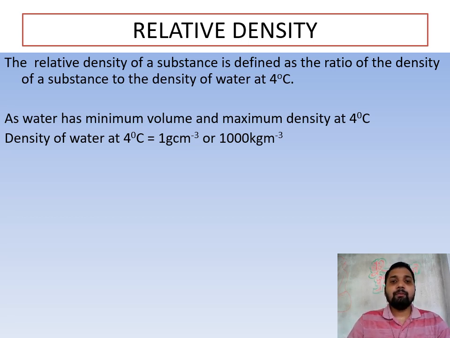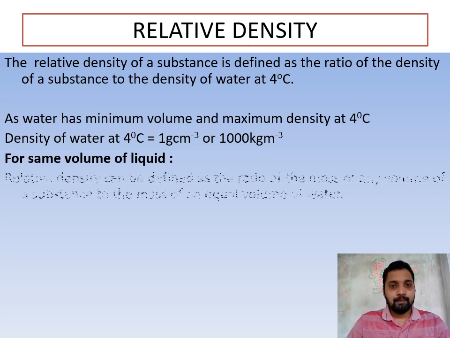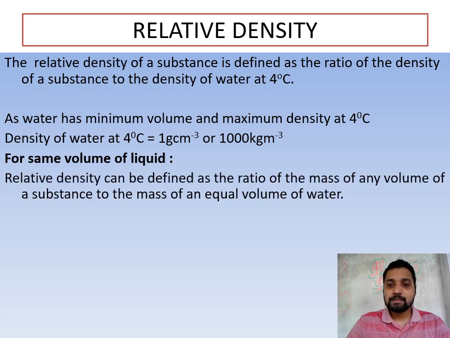Next, when two liquids, let them be mercury and water, both are 1 liter, both having the same volume, then also we can calculate their relative density. Density is then the ratio of mass of mercury by mass of water. Means if volume is the same, the mass ratio will give the relative density. If volume and mass both are different, we can calculate the density of the substance to the density of water at 4 degrees Celsius.